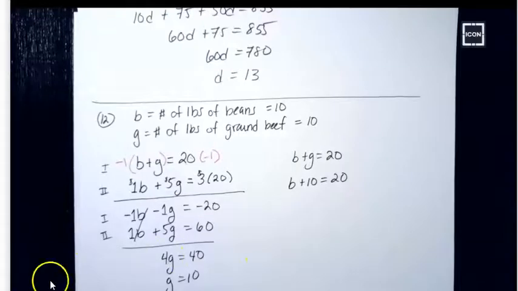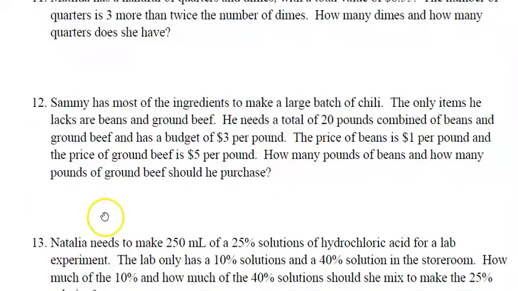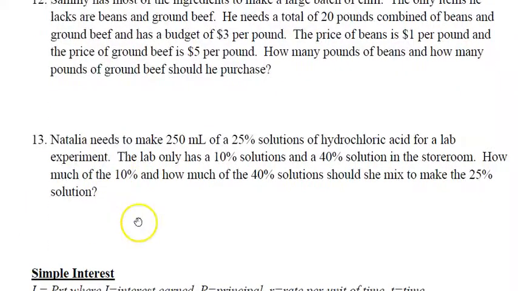Let's go on to the last one, the time that we have. All right, so here we have a percentage question. Natalia needs to make 250 milliliters of a 25% solution of hydrochloric acid for a lab experiment. The lab only has a 10% solution and a 40% solution. Excuse these typos here in the storeroom. How much of the 10% and how much of the 40% solutions should she mix to make the 25% solution?